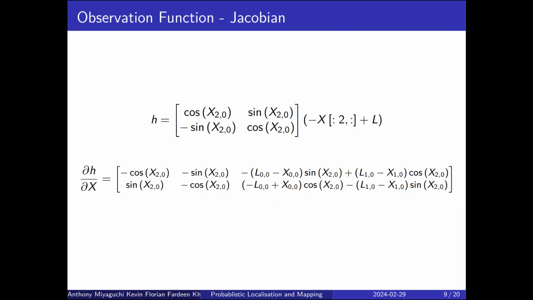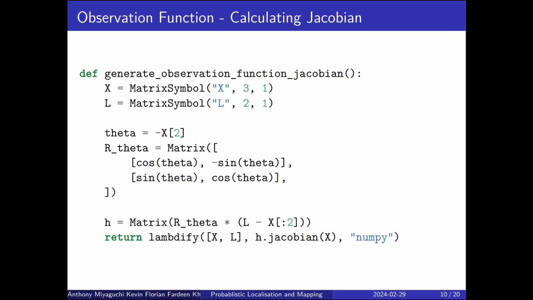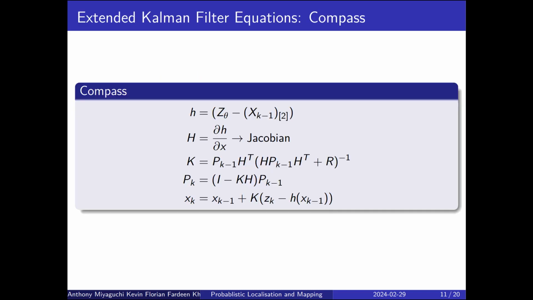But we can also calculate the Jacobian for the observation function. And we can also use SymPy to do this. So this ends up being very straightforward to implement into the code. And then finally, the compass is the last part of the code. And the compass only depends on the current reading of the compass plus the robot state. And it is also relatively straightforward to add into the code.